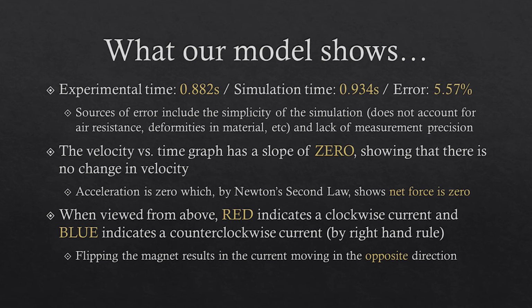And now we can look at the interesting part, how our experimental data looks in comparison to our simulation. In our experiment, we found an average time of 0.882 seconds. In our simulation, we calculated 0.934 seconds. That's an error of 5.57%, which is not too big compared to some of our other experiments. There are obviously forms of error in this: the simplicity of the simulation, where we're not taking into account air resistance or deformities of material, and we're assuming we're dropping the magnet directly in the middle of the tube, etc. And there's the lack of measurement precision. Just recording on a smartphone and counting frames is not the most precise form of measurement, but it is pretty good for making an approximation.